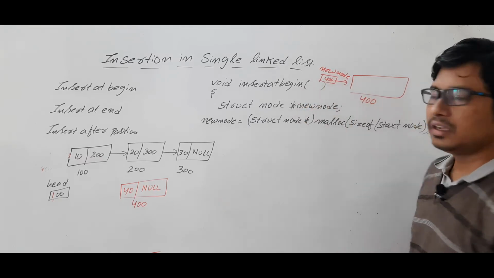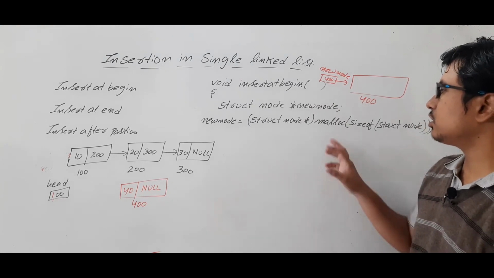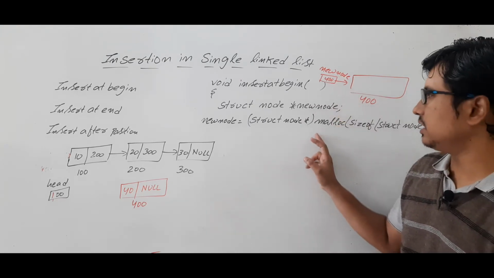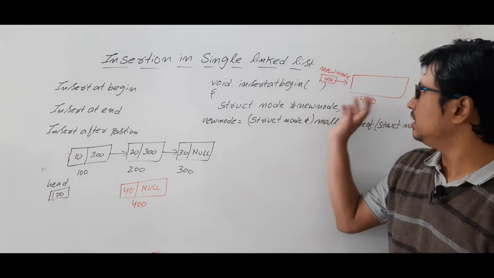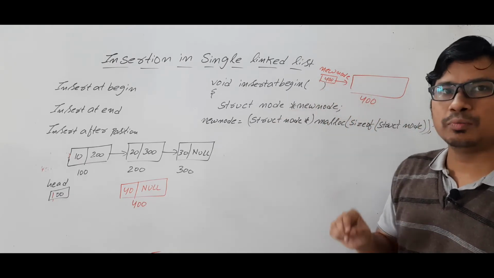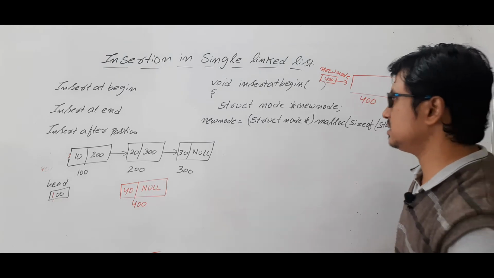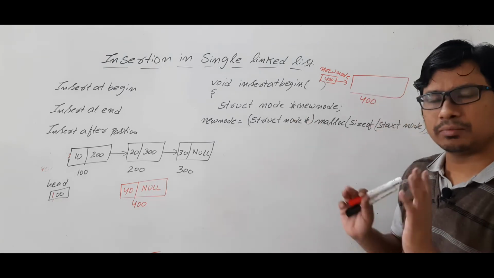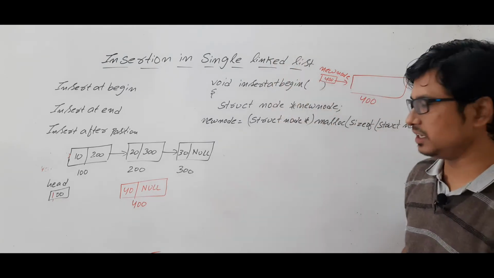Is it clear? If the malloc function is not able to allocate this memory, then it will return the null value. If memory has not been successfully created, then the new node pointer will have the null value. Is it clear? Let's assume that the memory is there and successfully created.